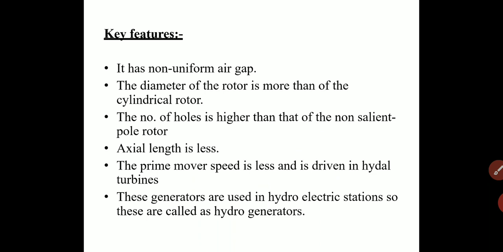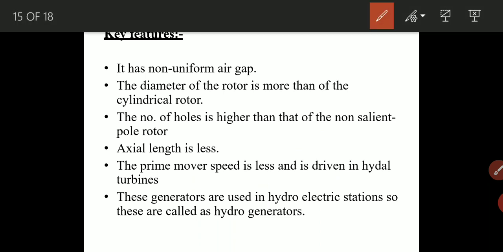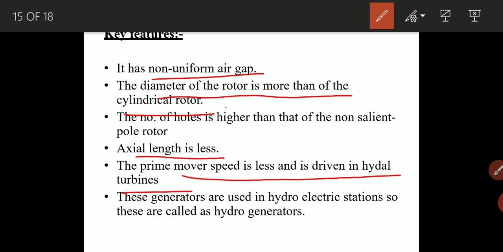So what are the key features of this type of rotor? Non-uniform air gap, already explained this. The diameter of the rotor is more than the cylindrical rotor type. The number of poles is higher than that of the cylindrical type rotor. Axial length is less. The prime mover speed is less, and it is driven by hydraulic or hydroelectric turbines.